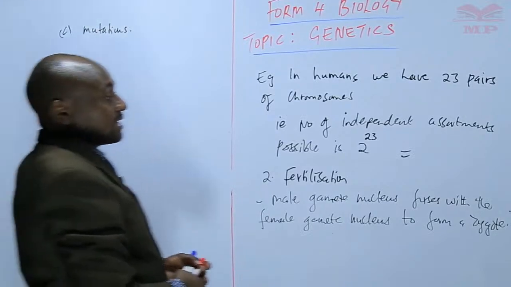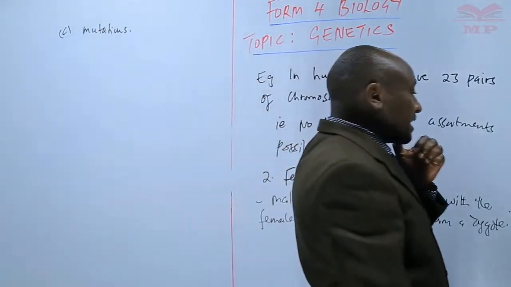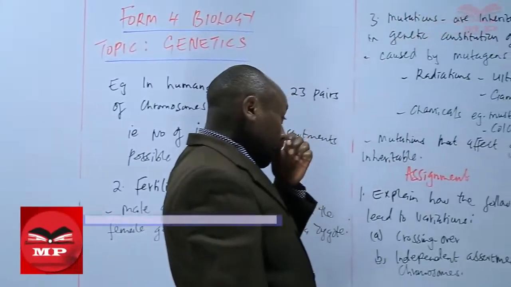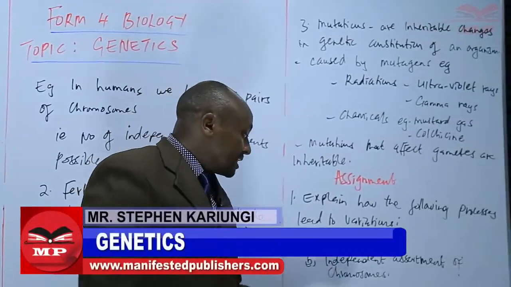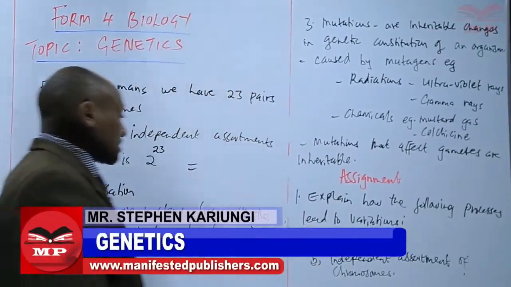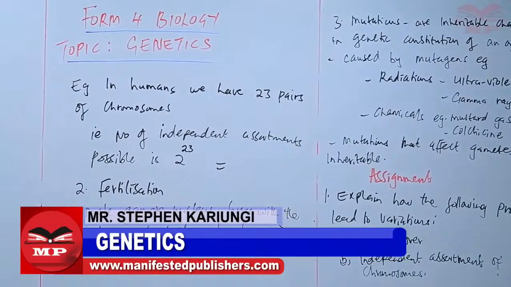So the assignment, explain how the following processes lead to variations. A, crossing over. B, independent assortment of chromosomes, and C, mutations.